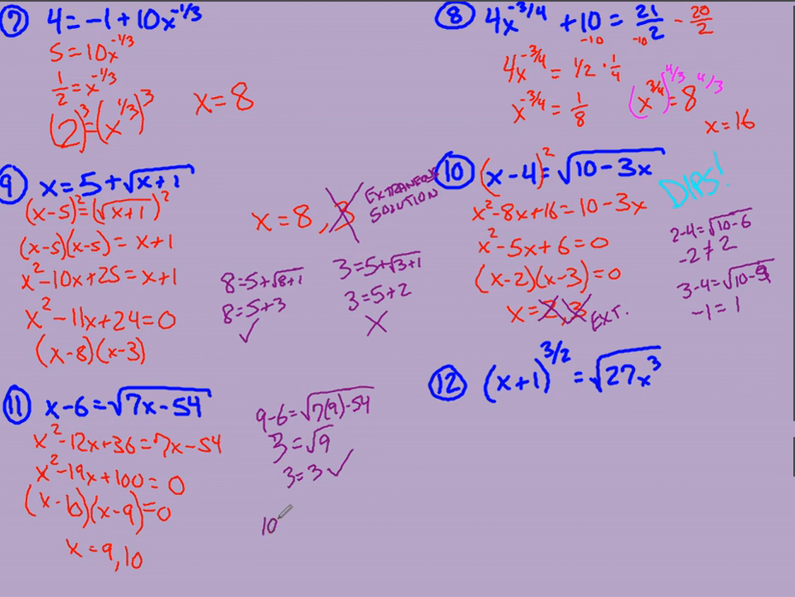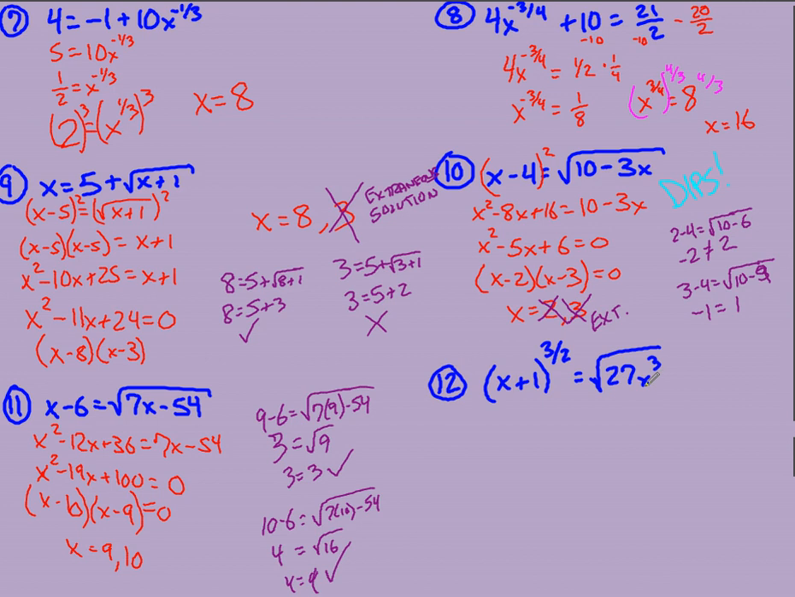For the other one, 10 minus 6 equals the square root of 7 times 10 minus 54. Well, 7 times 10 is 70, minus 54 is 16. So does 4 equal the square root of 16? Yes, it definitely does. We have 2 good answers. Both answers work just fine.